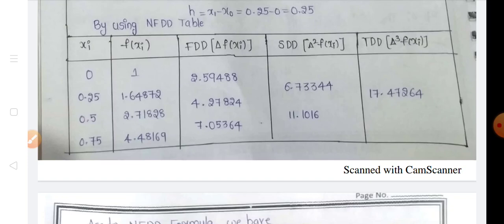f of xi: 1.64872, 2.71828, 4.48169. First divided difference: 1.64872 minus 1 divided by h, h means 0.25, is equal to 2.59488. Next, 2.71828 minus 1.64872 by 0.25 is equal to 4.27824.